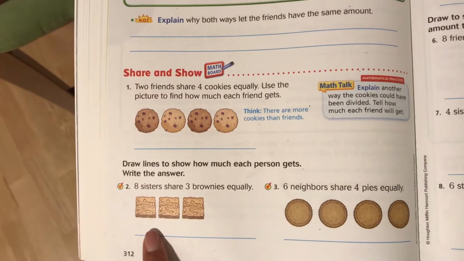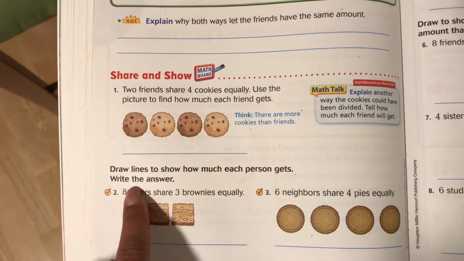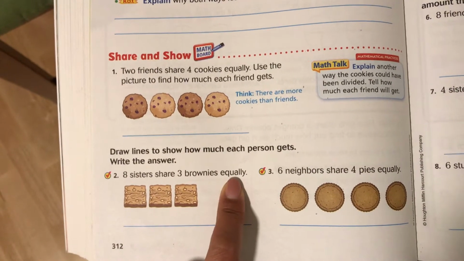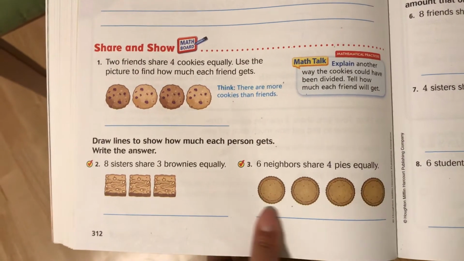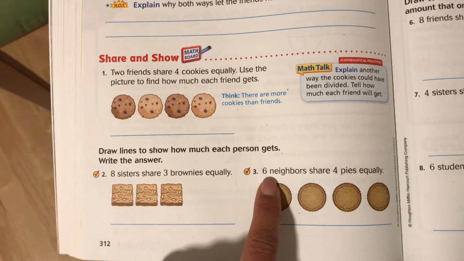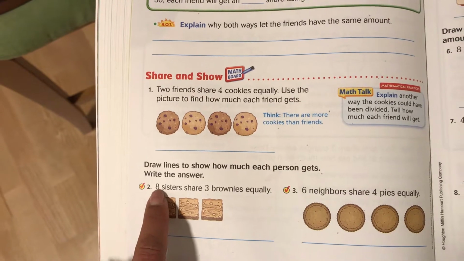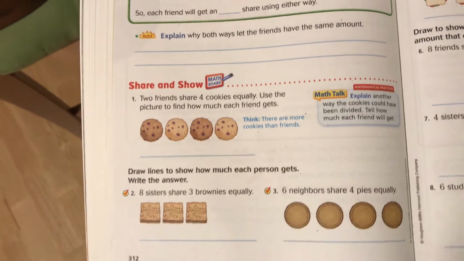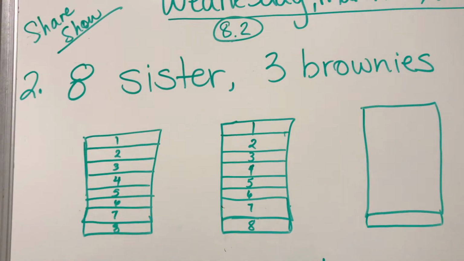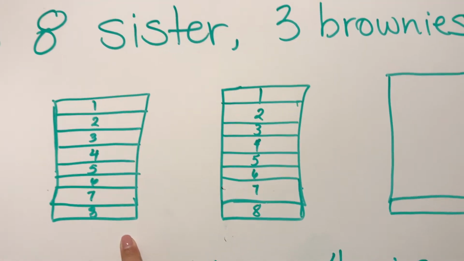So, for example, this one here, it says, draw lines to show how much each person gets. Write the answer. So for this one, we had 8 sisters sharing 3 brownies equally. 6 neighbors share 4 pies equally. Now, these are kind of difficult because it's not just 8 and 8 or 6 and 6. We're sharing a smaller number of things between a larger number of people, okay? But some of you are getting a little bit distracted and forgetting that the easiest way of doing that is dividing each item into the number of parts that it needs to get shared to.